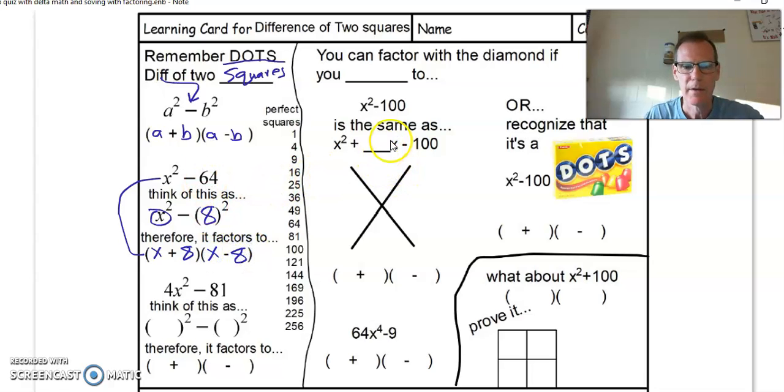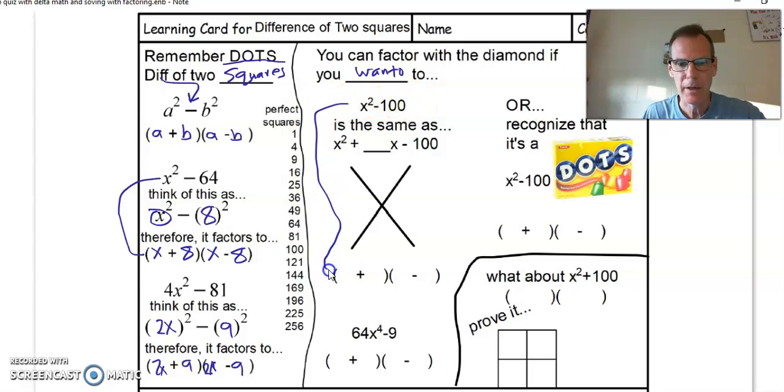You can do this, and I'll leave this: well, 4x squared is, think of it as 2x times itself. And 81 is like 9 squared, so that gives you 2x plus 9 and 2x minus 9. You can factor with the diamond if you really want to, right? But nobody wants to if they can figure it out and go straight down to the answer over here, okay? But if you really have to, you can put a 0x in the b term in the middle because it's missing, and then you can fill out using the a, b, and c.